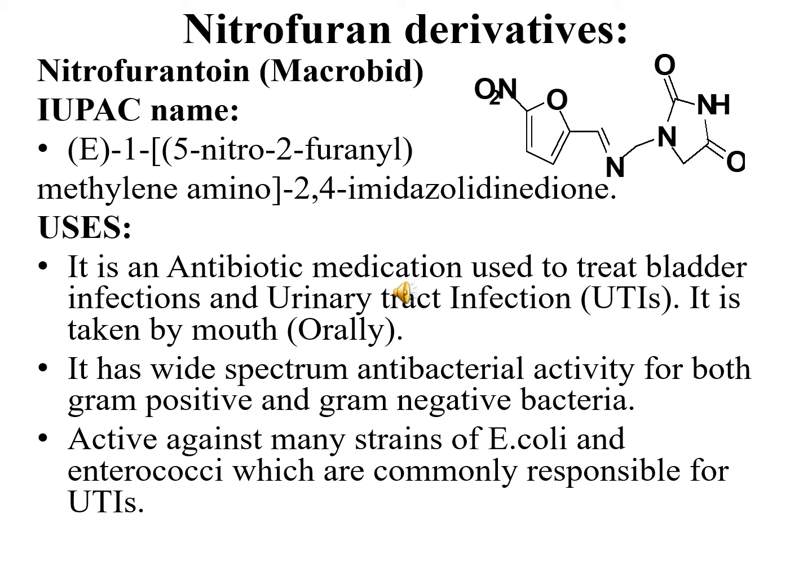The hydrogen present on this furan ring is substituted, and 2-furanyl, methylene amino. This is CH2 double bonded to N. Methylene amino, 2,4-imidazolidine. The other ring present in this structure is imidazolidine, and this ring has 2 ketone groups, 2 carbonyl groups, so it is dione.